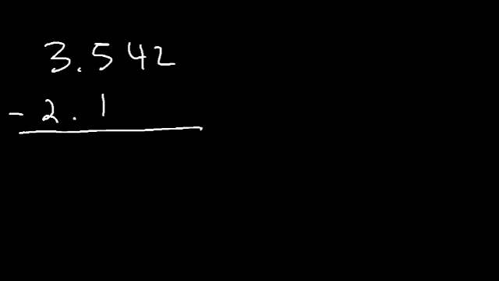Now let's go over some examples associated with subtraction. What's 3.542 minus 2.1? So even though we don't have zeros here, you can treat it as if it's 0, because nothing is 0. So 2 minus 0 is 2, 4 minus 0 is 4, 5 minus 1 is 4, 3 minus 2 is 1. So the answer is 1.442.